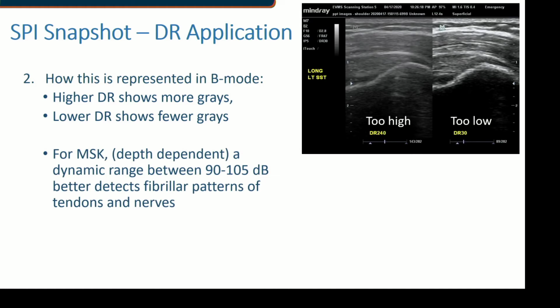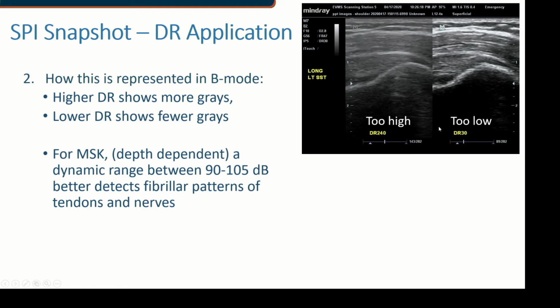For MSK, and this can be depth dependent, and it can also be dependent on the thickness of the tendon, a dynamic range between 90 and 105 decibels better detects that fibrillar pattern of the nerves and the tendons. And if you notice in the image above, the image on the left is set at a dynamic range of 240, which means we get a much softer appearance to the image, but really too soft for us to distinguish the structures that we need to see.